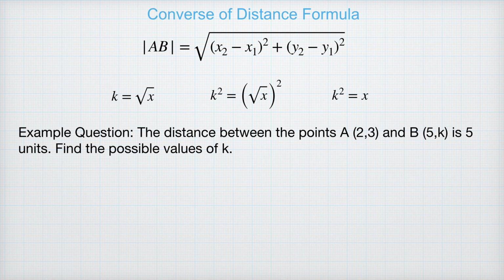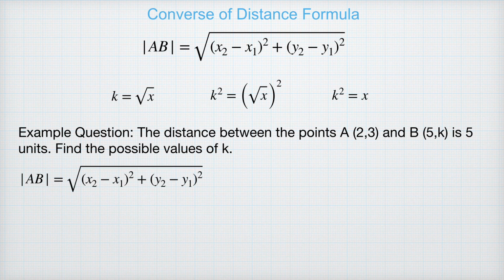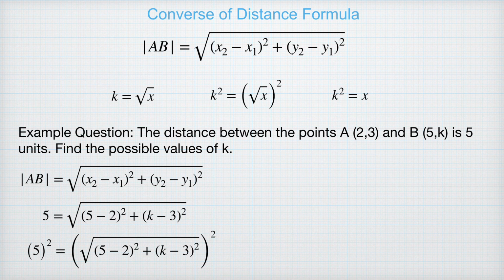Example question. The distance between point A(2, 3) and B(5, k) is 5 units. Find the possible values of k. We start by substituting all known values into the distance formula. So 5 is equal to the square root of (5 minus 2) all squared, plus (k minus 3) all squared. As this is a surd equation, both sides must be squared.